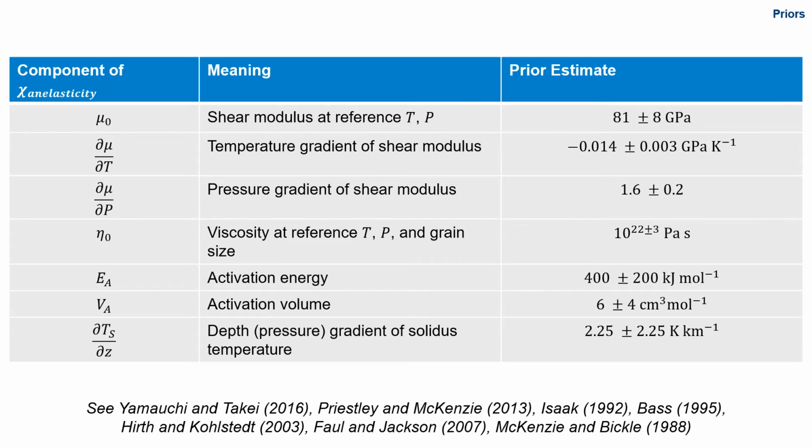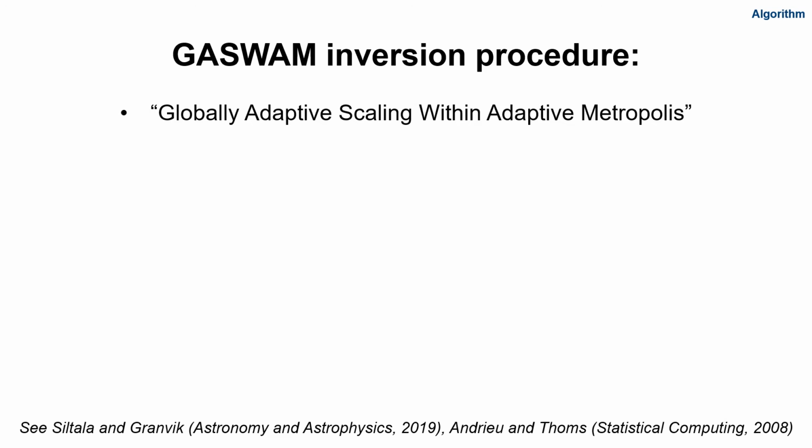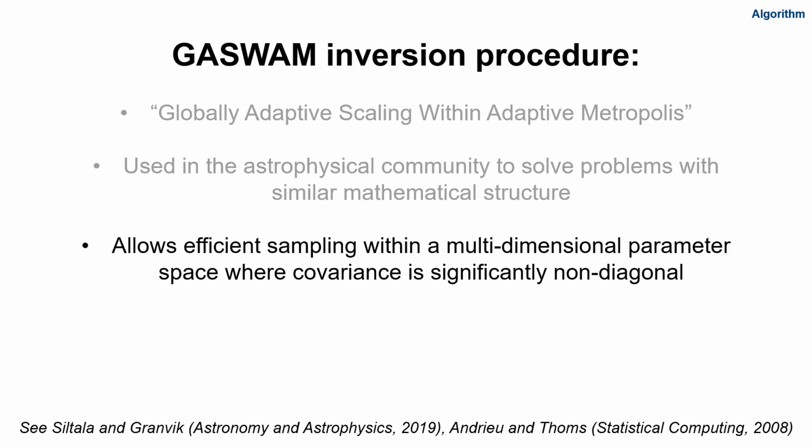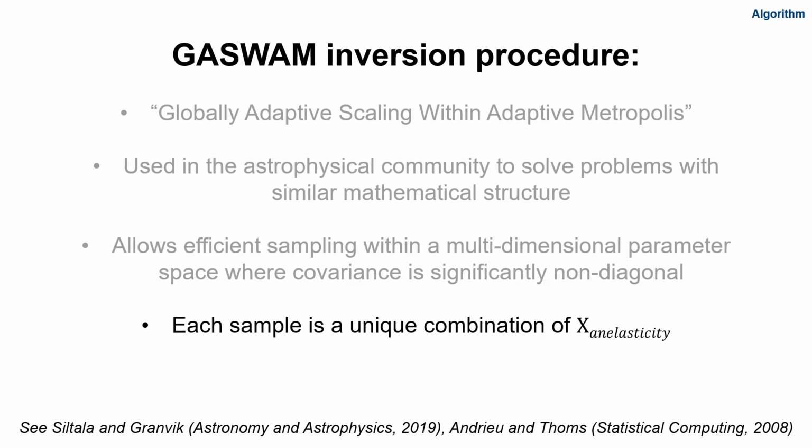A set of Gaussian priors were estimated conservatively using a combination of a literature search and statistical modelling, and are displayed on the screen here. Once a suitable set of priors was chosen, a particular type of Markov chain Monte Carlo algorithm was used to run the inversion. The GASWAM procedure has been used elsewhere in the scientific community, and is particularly useful in cases where the parameter space is multidimensional and contains significantly non-diagonal covariance, enabling efficient sampling where it would otherwise be impossible to achieve convergence onto the underlying distribution.